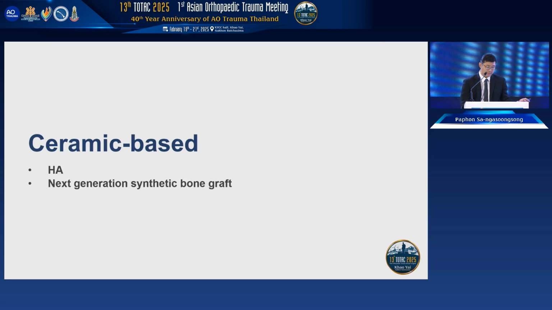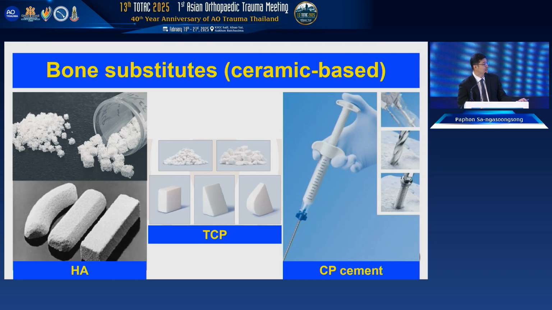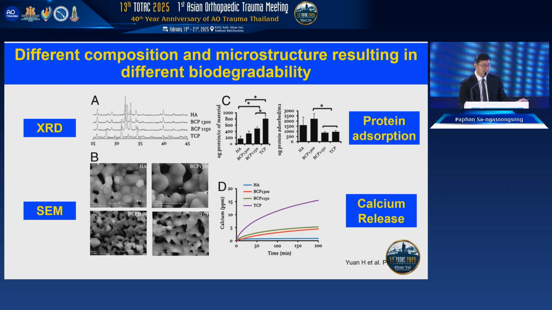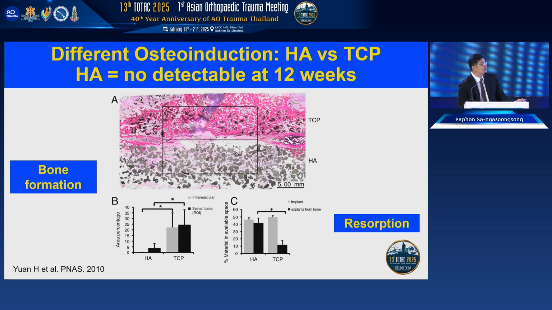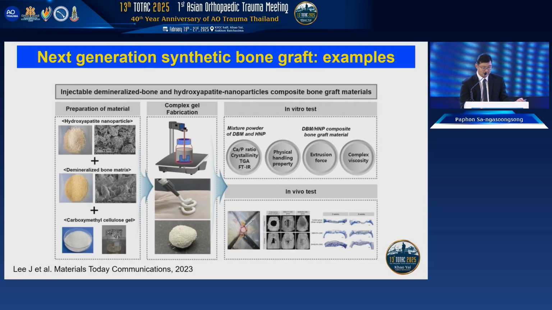For ceramic base, like hydroxyapatite, you know that it has been used for a long time and there are different types of ceramic base. Because of the different types, you can see that they have different compositions and different biodegradability of each graft. If we focus on hydroxyapatite, we can see that there is limited osteoinductivity in hydroxyapatite, and a basic study shows that there is less bone formation or no detectable bone formation in three months.